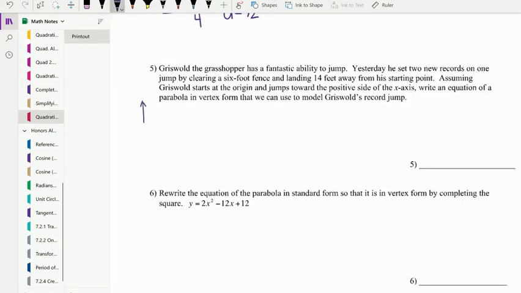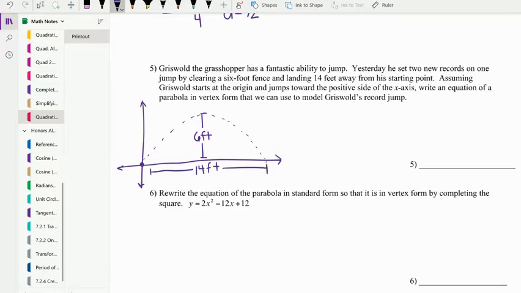Okay, so let's go ahead and draw out this situation. We know that he's going to start at the origin. We also know that he's jumping over a 6-foot fence, so he just clears it. And then the last thing, he jumps. We know that he jumps 14 feet in distance.